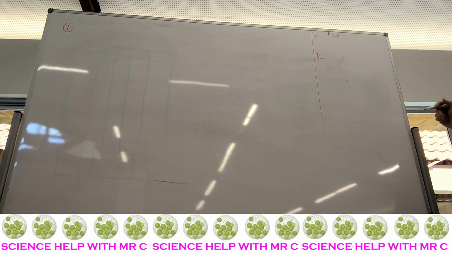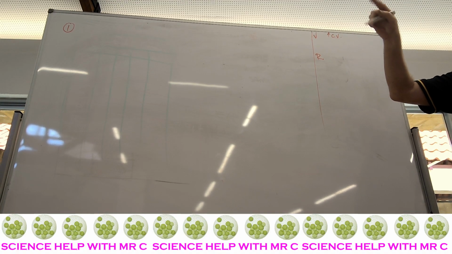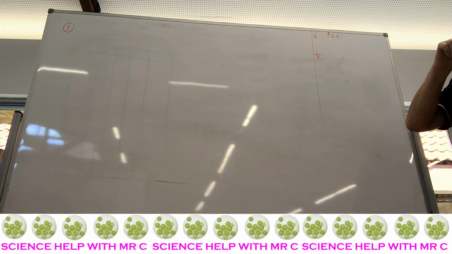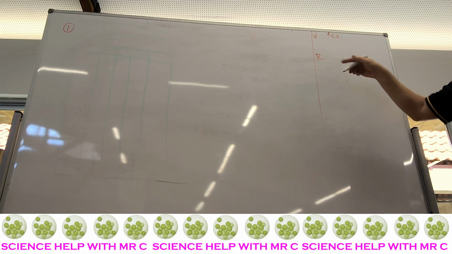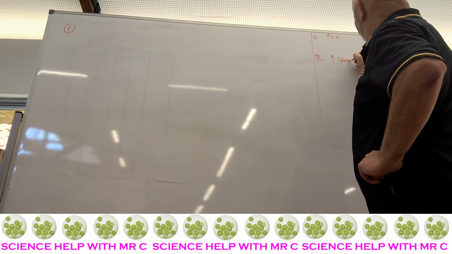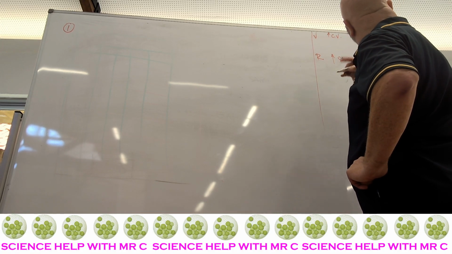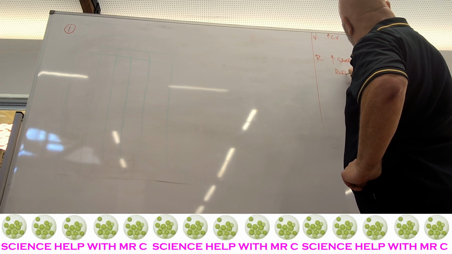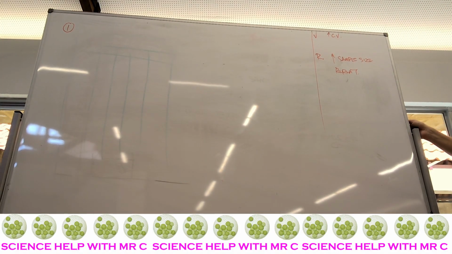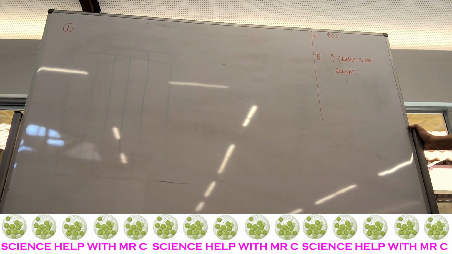Right. So reliability is trying to get the same result over and over again. Trying to get consistent results. And the way to improve reliability is to increase your sample size or to repeat the experiment. They will both increase your reliability. Good?